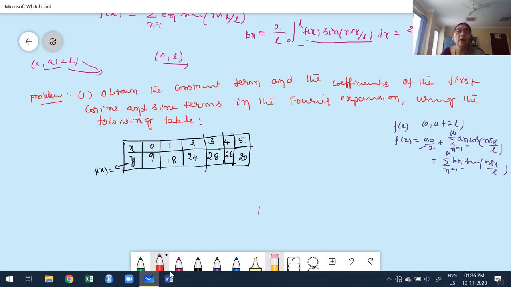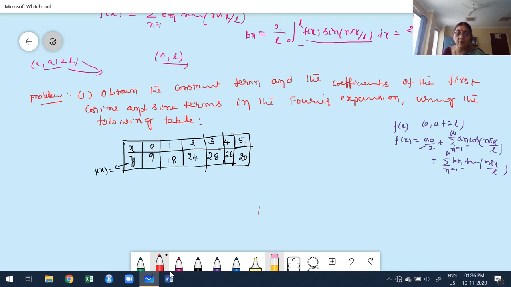Here, the first value of x is 0 and the corresponding second row value is 9. The last value of x is 5, and the y value is 20. These are not the same. Therefore, the table is not complete, and it's not a periodic function. Keep in mind, this is the way to check that.